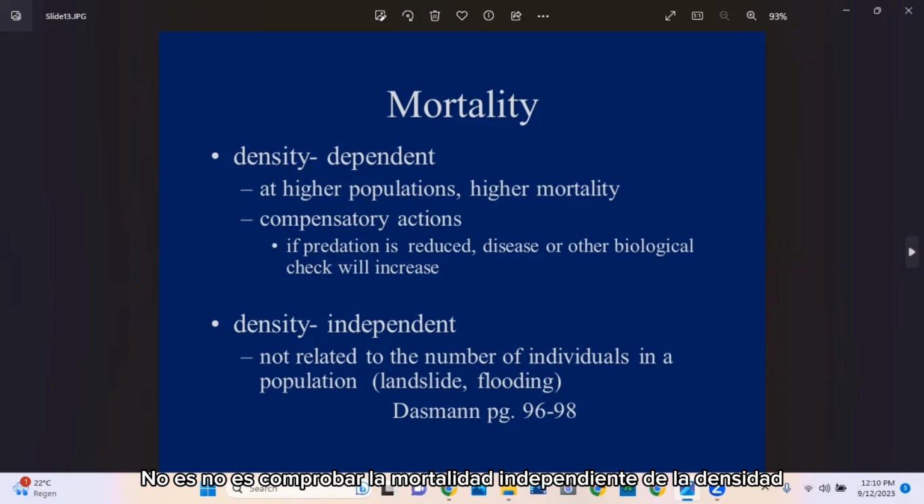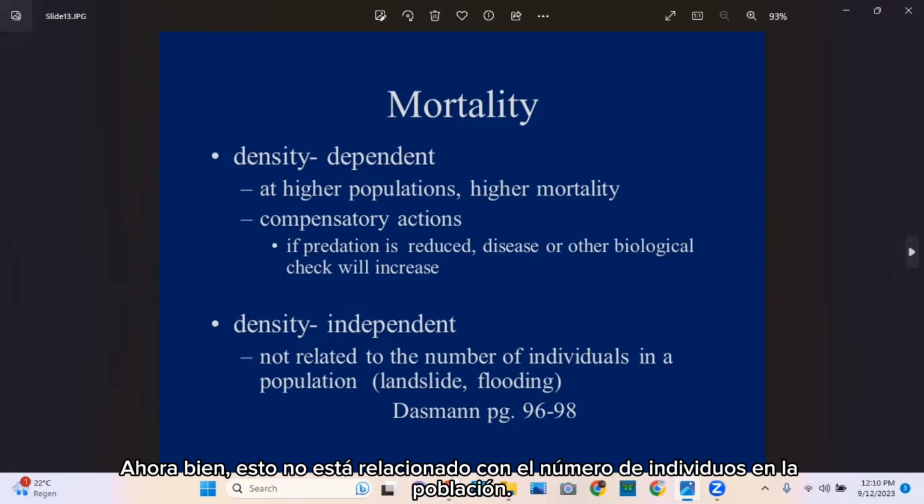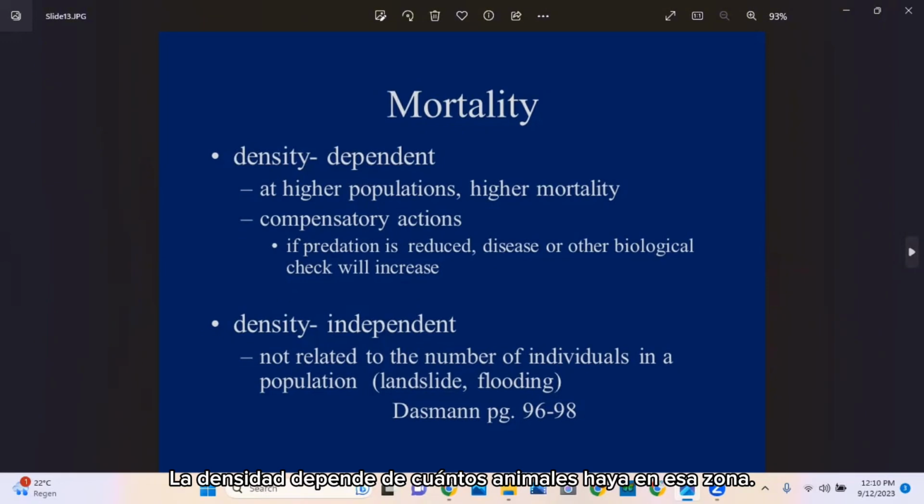Density independent mortality. Now, this is not related to the number of individuals in a population. Density dependent is how many animals are in that area. If you throw 20 chinchillas in a little area in a cage, you're going to have some stress factors and some fights, and you're probably going to have some disease that increases mortality. Density independent doesn't matter how many individuals are in the area. These are wildfires, landslides, flooding, flash floods, and these are not related to the number of individuals in the area. It's something outside of that.